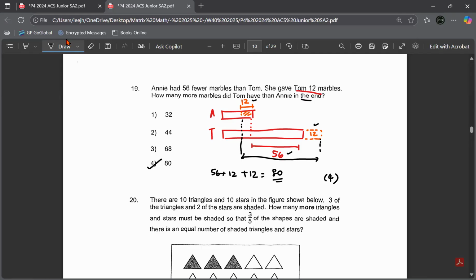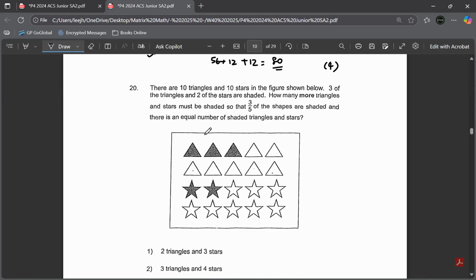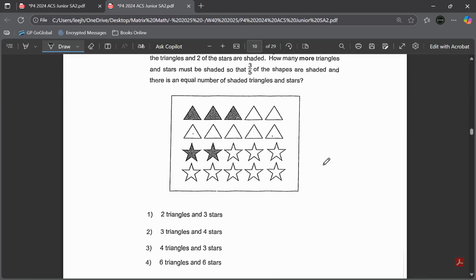Okay. Question number 20. There are 10 triangles and 10 stars in the figure below. 3 of the triangles and 2 of the stars are shaded. How many more triangles and stars must be shaded so that 3/5 of the shapes are shaded and there's an equal number of shaded triangles and stars? Okay, a little bit tricky.